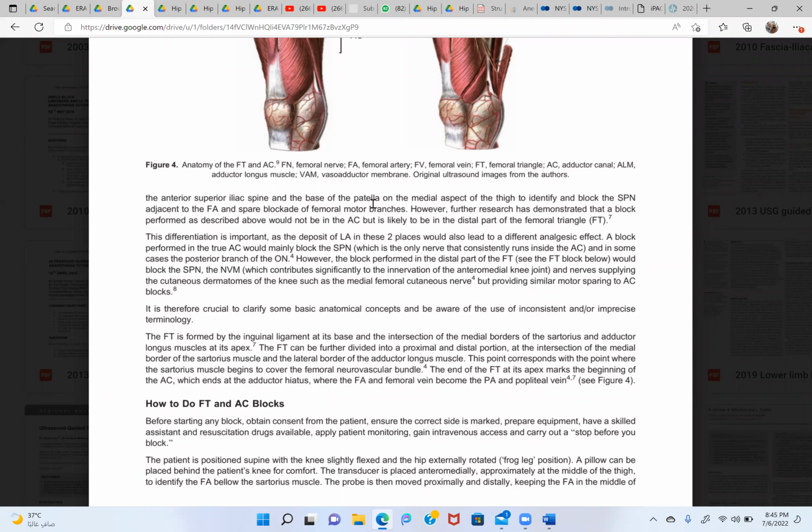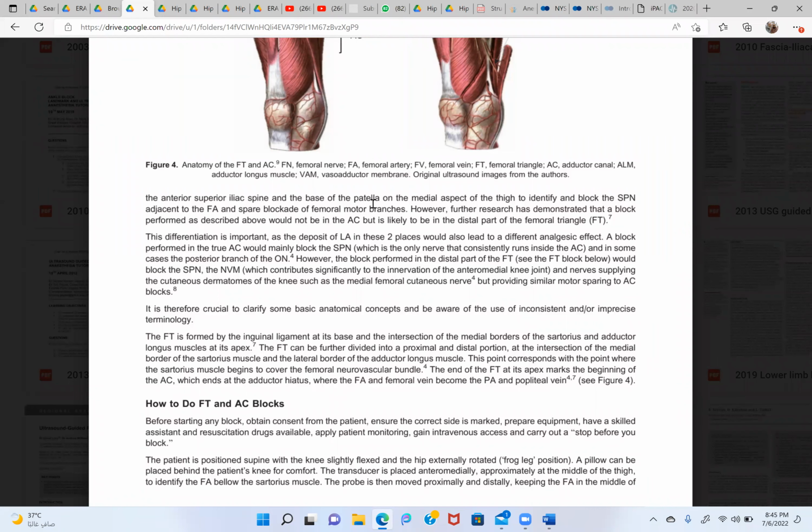The rest of the blocks are very easy, because, as I told you, in almost 90%, 99% of peripheral nerve blocks, you will find some vessel around it. So you will find the vessel, put the Doppler, confirm the artery, and there will be something medial, lateral, superior, posterior, and you will find the nerves. So the first thing to learn is how to visualize.